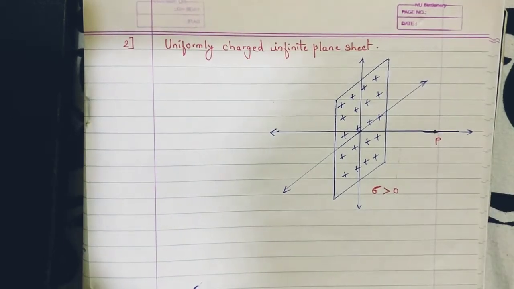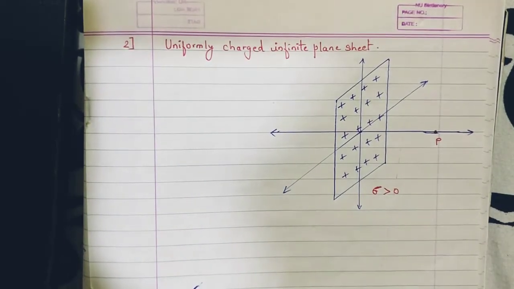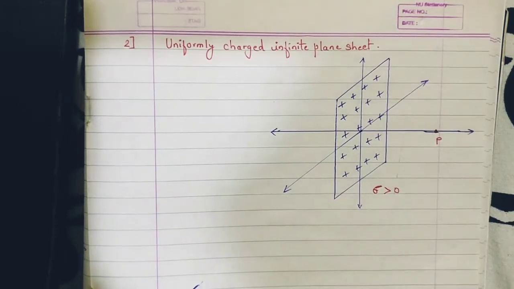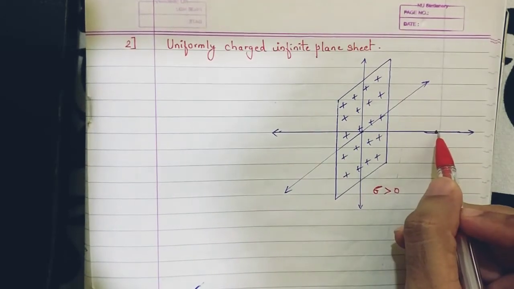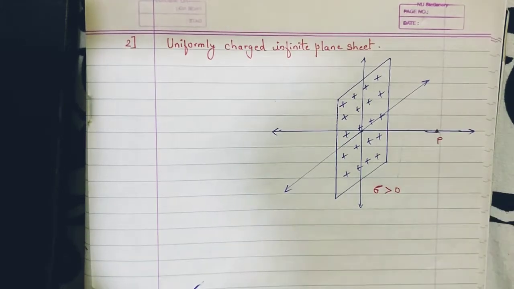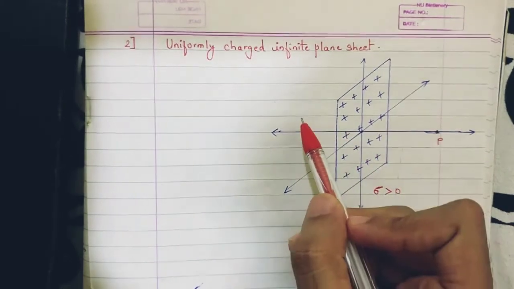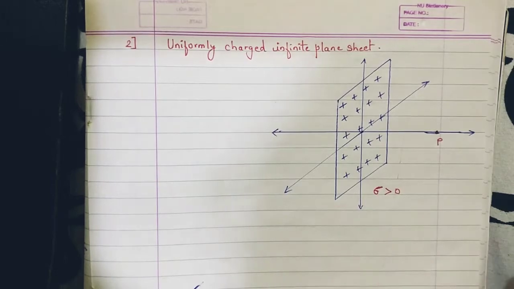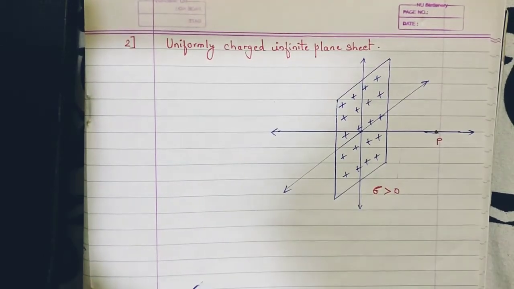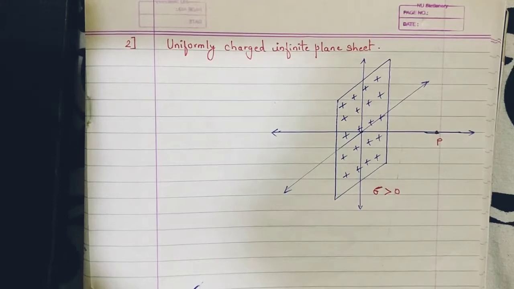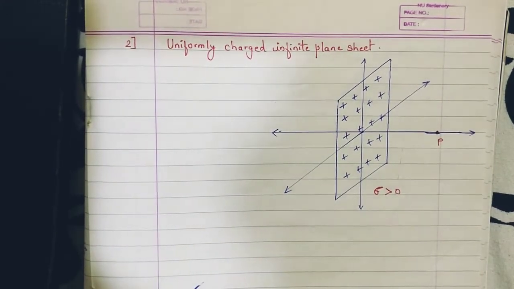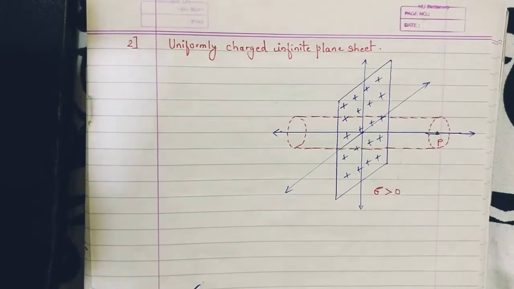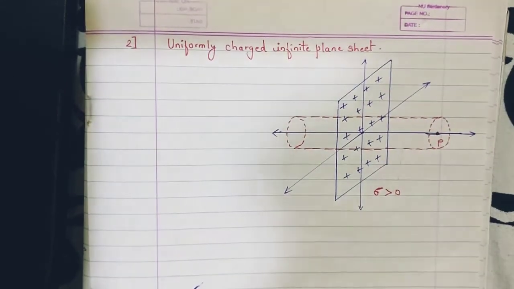Next, what we need to do is draw a Gaussian surface, such that the Gaussian surface passes through this point P. The Gaussian surface in this case can be a cylinder, placed like this, or it can be a cuboid or a cube, no problem. It can take any shape, the only thing is it should be a closed surface. Here I am going to draw a cylinder as the Gaussian surface.